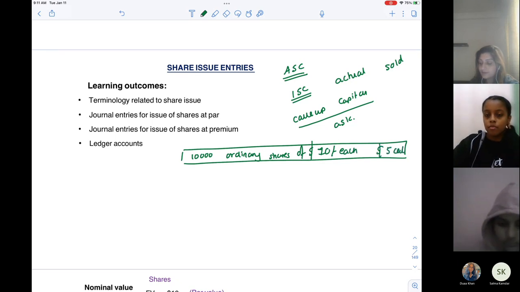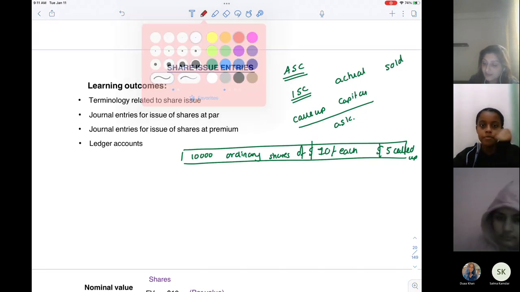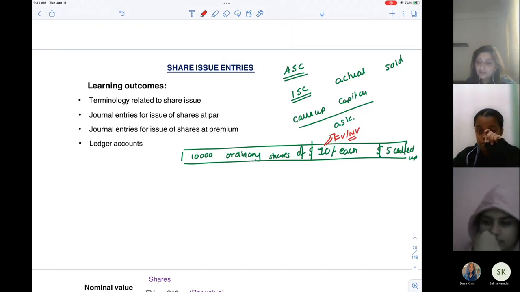Okay. Fine. So called up capital is how much you ask from the shareholders. Now what is this term called as? Face value? Yes, this term is called face value. Very good. Face value is also called the nominal value.